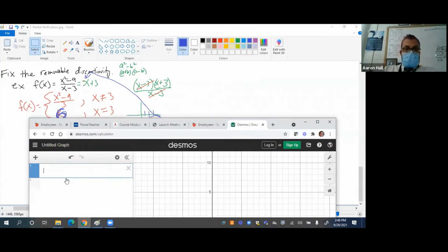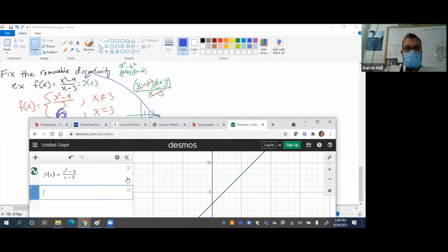All right, here's my piecewise. I have f of x equals, let's have a numerator and denominator, x squared minus 9 over... How did we get 3 there? It's x minus 3, just being sloppy, I guess. And then I have my other equation of y equals 6. So let me fix that.